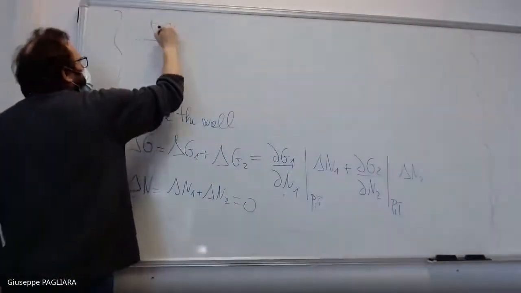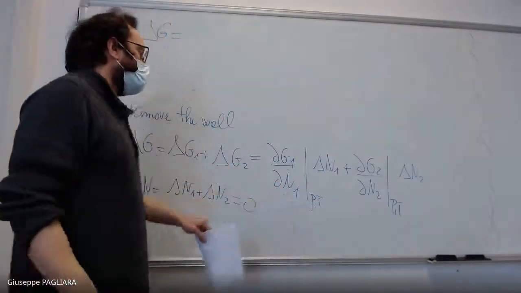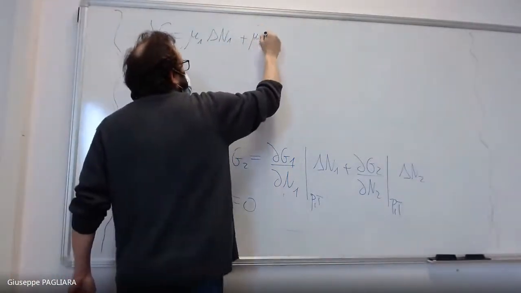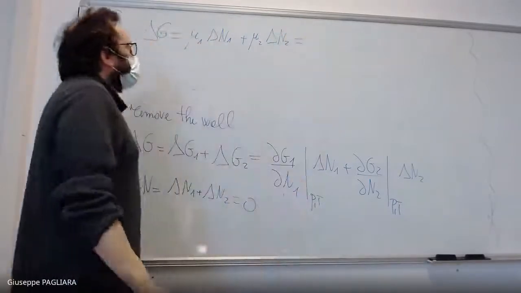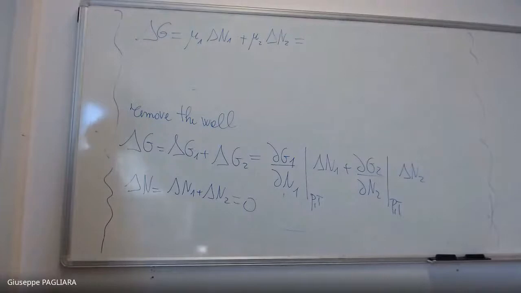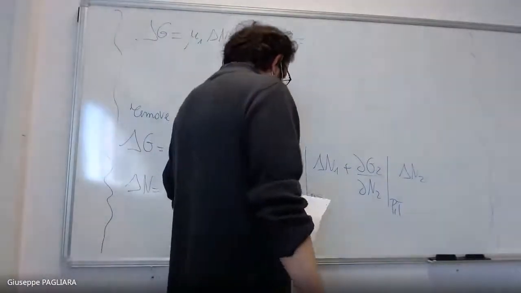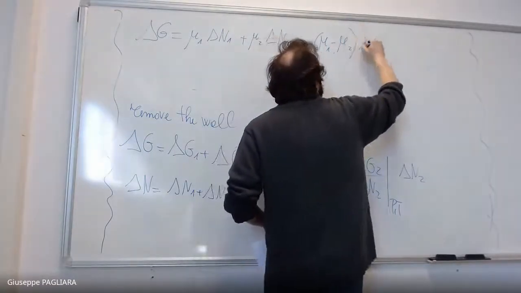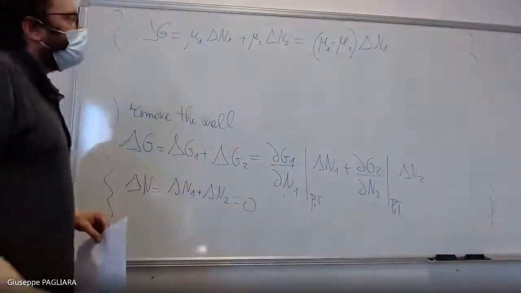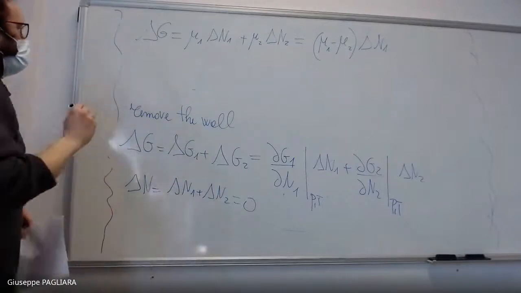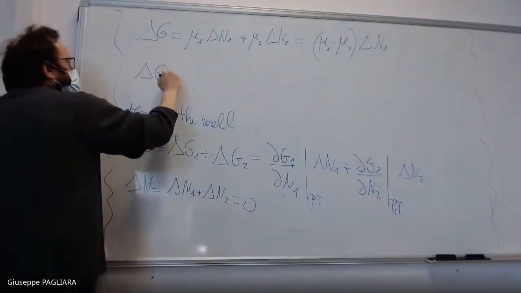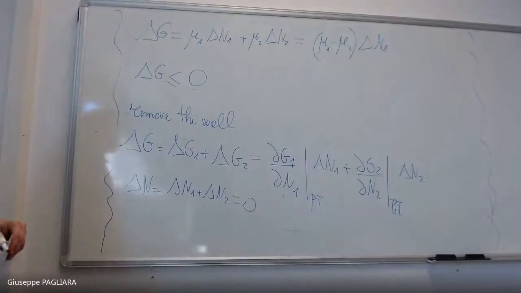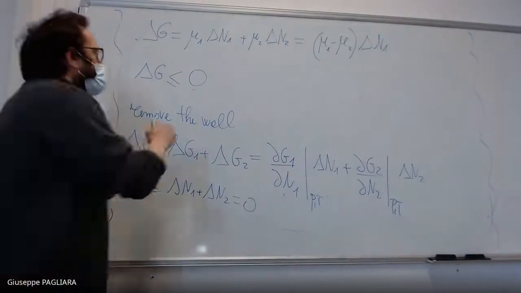Delta G is equal to mu1 delta n1 plus mu2 delta n2, but delta n1 and delta n2 are not independent. One is the opposite of the other, and therefore I get mu1 minus mu2 times delta n1. Okay, so we know that delta G must evolve in such a way to be minimized. We have to minimize the Gibbs free energy. This is the second law.